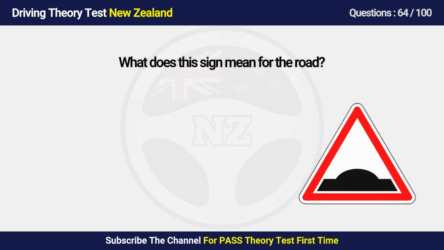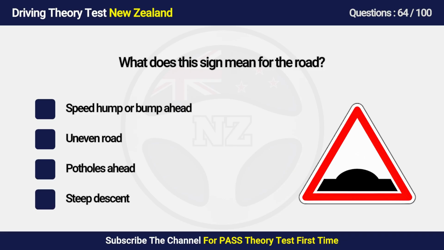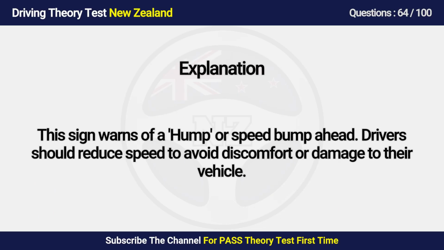Question 64. What does this sign mean for the road? A. Speed hump or bump ahead. B. Uneven road ahead. D. Steep descent. Answer is A. Speed hump or bump ahead. This sign warns of a hump or speed bump ahead. Drivers should reduce speed to avoid discomfort or damage to their vehicle.